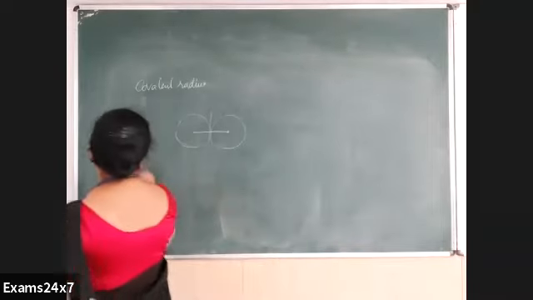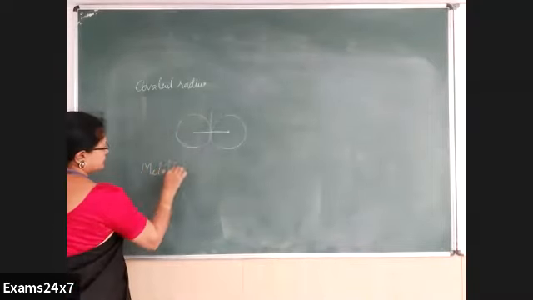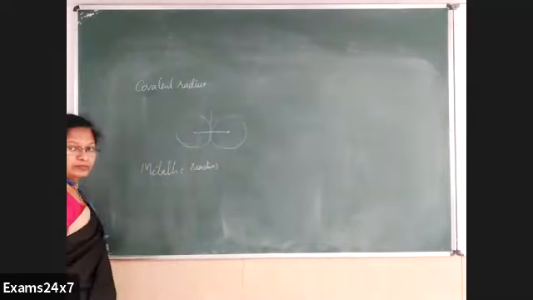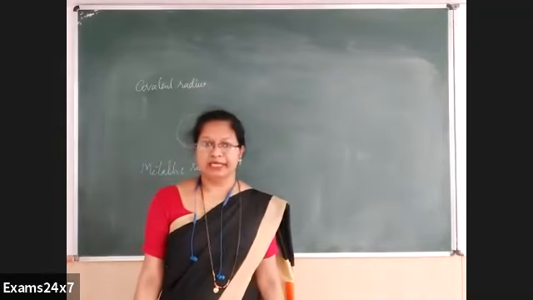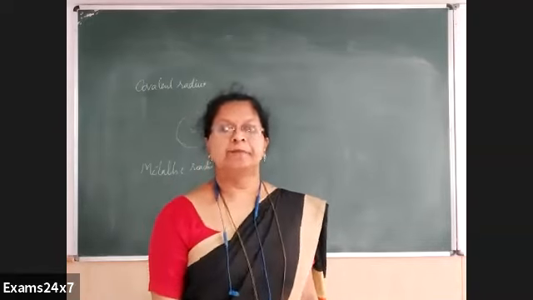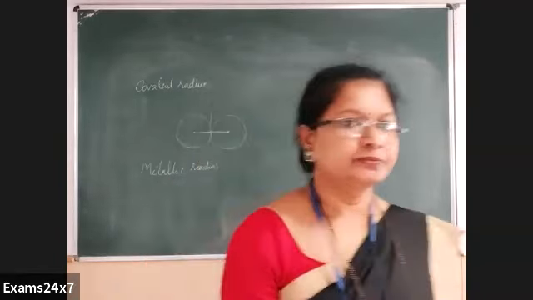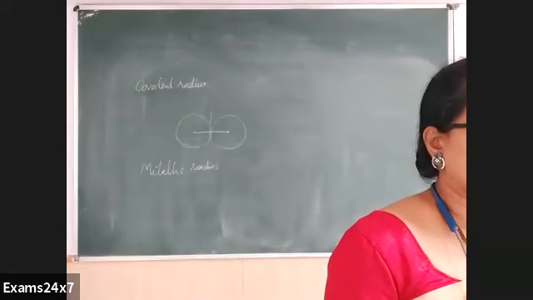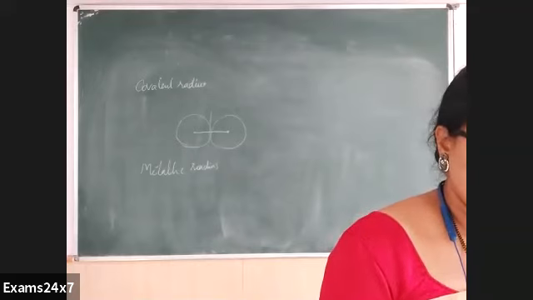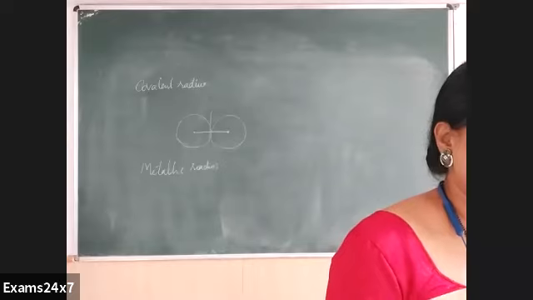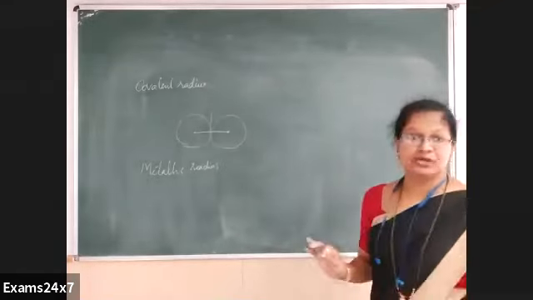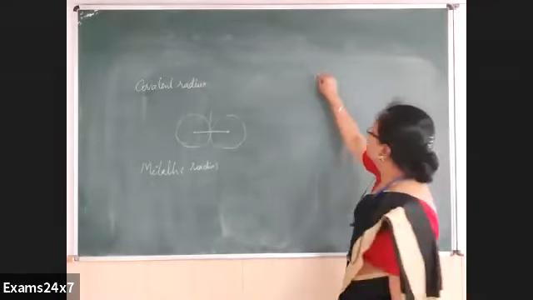Metallic radius. What is metallic radius? How do you define metallic radius? To define metallic radius, you must know what a metallic bond is, right? What is a metallic bond? Quickly. Bond between two metal atoms. Any other answer? Any other answer for metallic bond? In fact, it is not the bond between two metal atoms. Have you heard about the electron sea model?